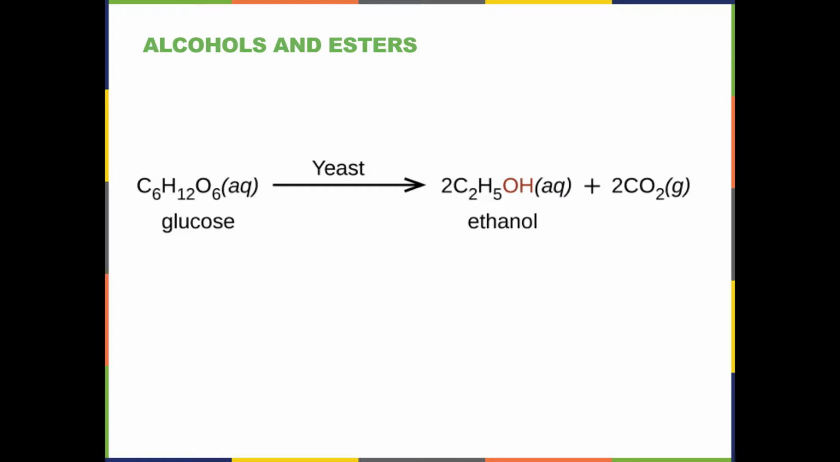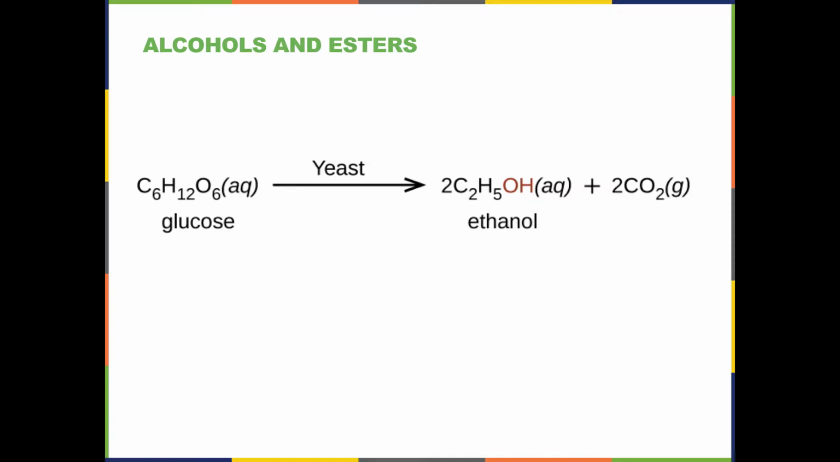We're going to start talking about something called a substituted halogen or a substituted hydrocarbon. And the first of these that we're going to talk about are alcohols and ethers. And first, it's important to know how these sorts of compounds are formed. And here's one example of how an alcohol is formed.